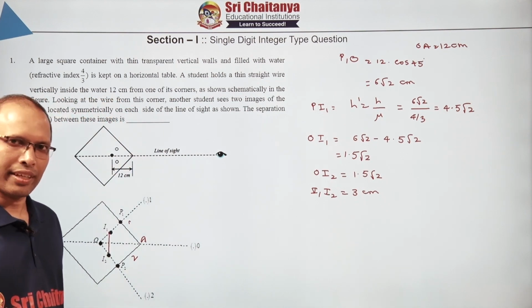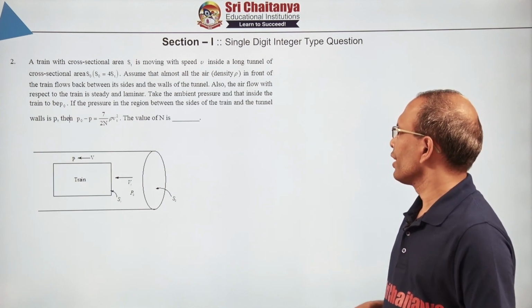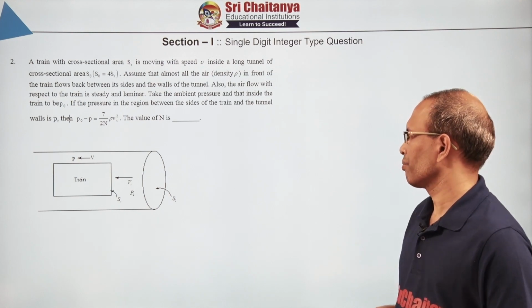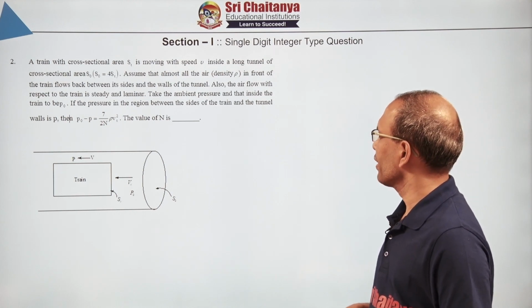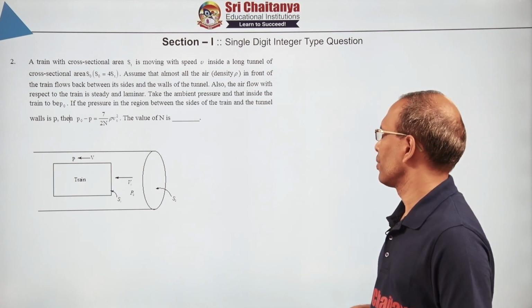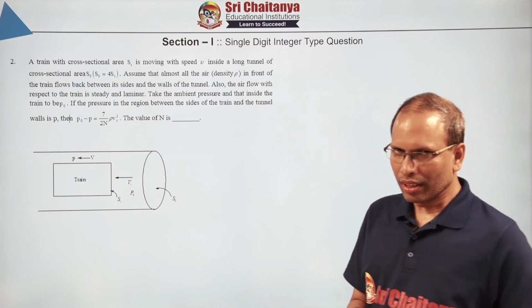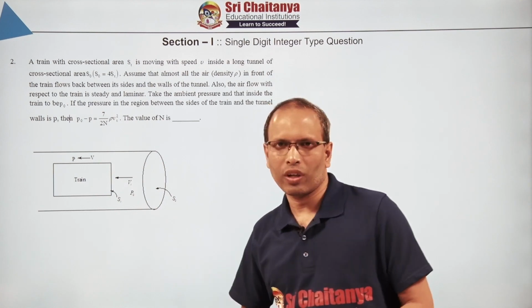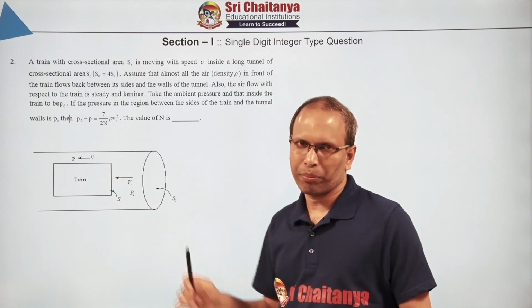Okay, now let us see the second question. A train with cross-sectional area St is moving with a speed v inside a long tunnel of cross-sectional area 4St. Assume that the density is rho and the pressure inside and outside the train is P0 in normal conditions. Now he is asking us to calculate the pressure difference between the area where the train is existing and the area where the train is not existing. So we have to calculate the difference between P0 and the pressure at this point P.